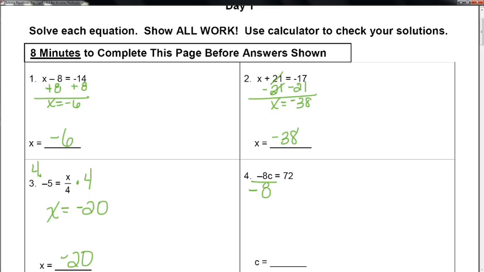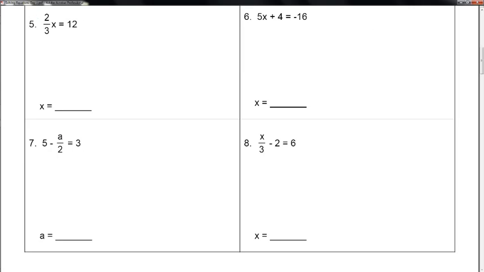Divide both sides by 8. C is equal to -9. Multiply both sides by the reciprocal. X is equal to 36 divided by 2, which is 18.